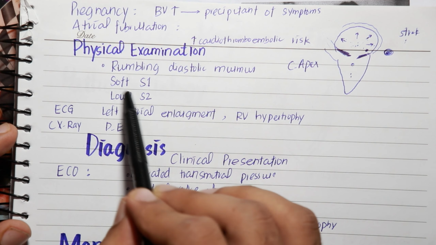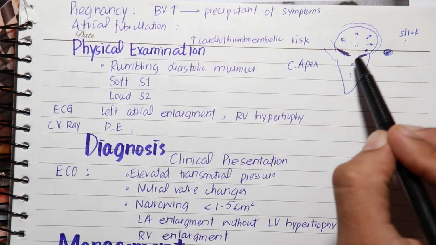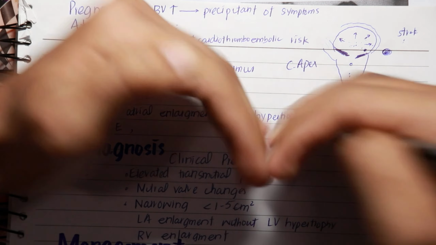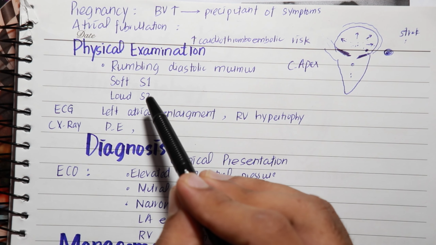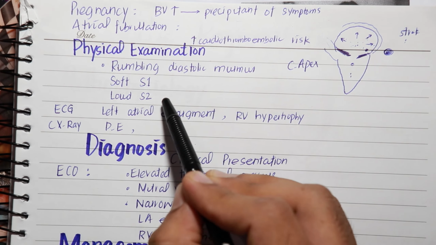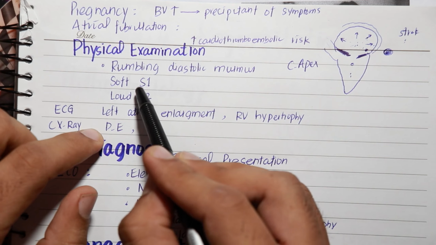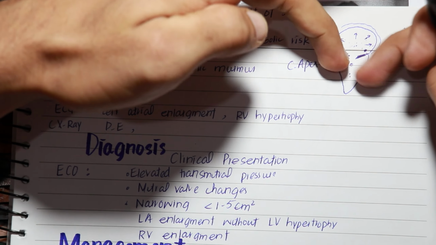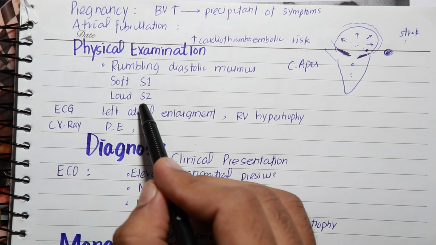Now the second finding on the stethoscope is S1. And what is S1? Normally when the mitral valve and tricuspid valve close, there is a sound, right? This sound is S1, and when there is closure of the pulmonary valve and aortic valve, the sound is S2. So he's saying a soft S1. Normally S1 is loud, but now it is soft. Why? Because the valves are not completely closing. When there is no closure, there would be no sound. And why is S2 loud?